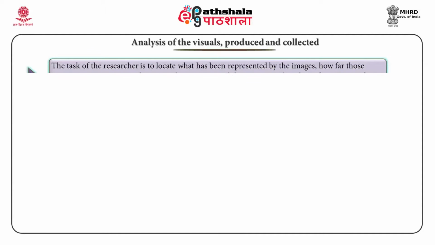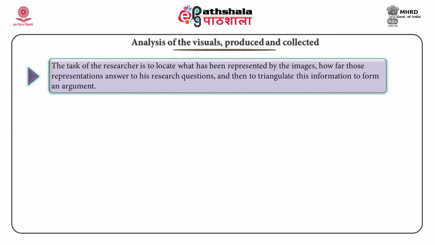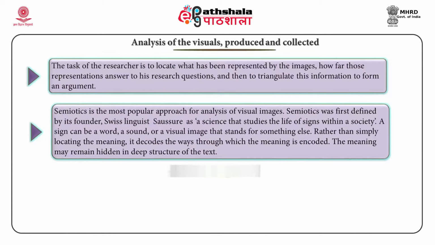The task of the researcher is to locate what has been represented by the images, how far those representations answer to his research questions, and then to triangulate this information to form an argument. Semiotics is the most popular approach for analysis of visual images. Semiotics was first defined by its founder, Swiss linguist Saussure, as, I quote, a science that studies the life of signs within a society, unquote. A sign can be a word, a sound, or a visual image that stands for something else. Rather than simply locating the meaning, it decodes the ways through which the meaning is encoded.